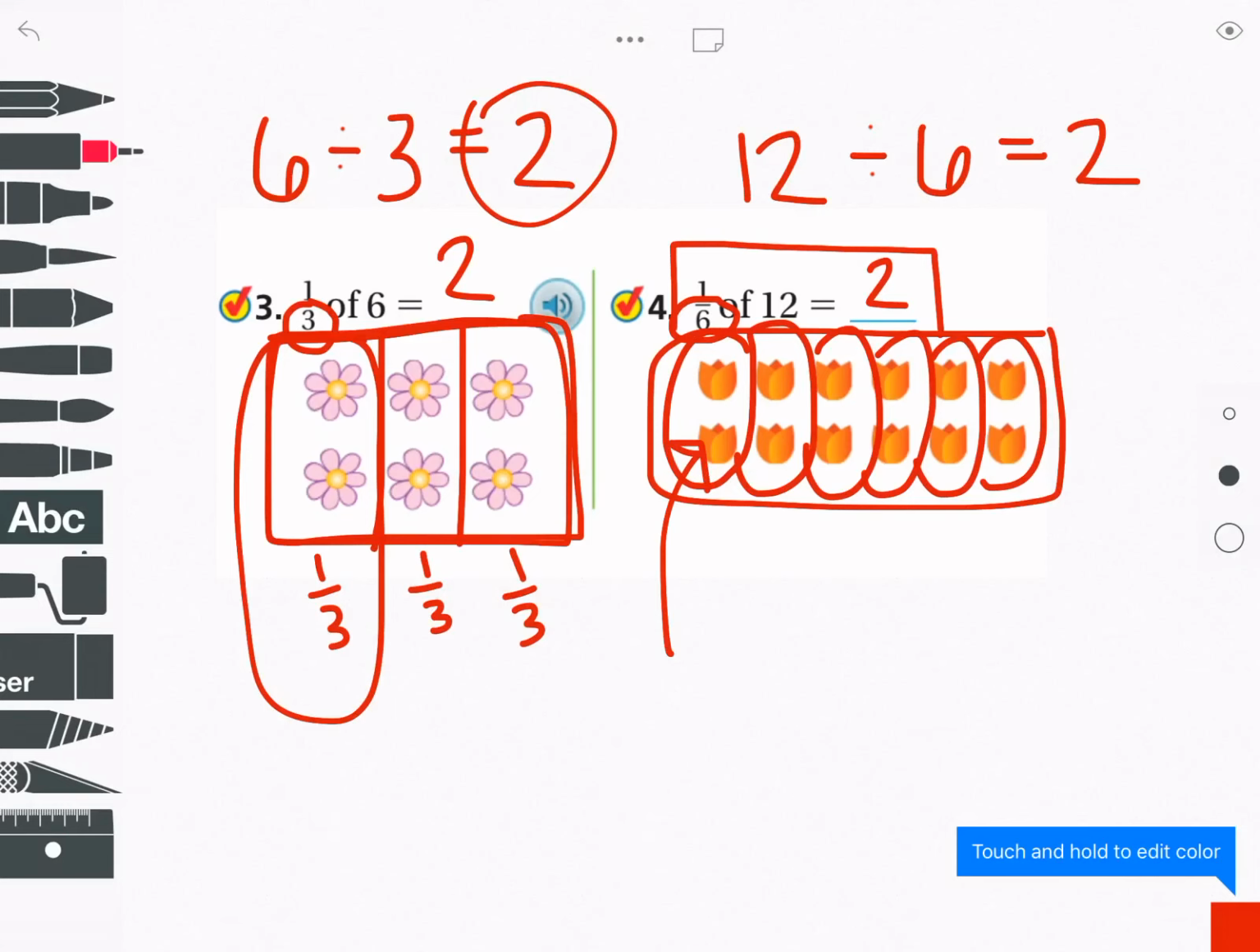When you are setting up a division equation, think about the whole number divided by the denominator equals the number in each group.